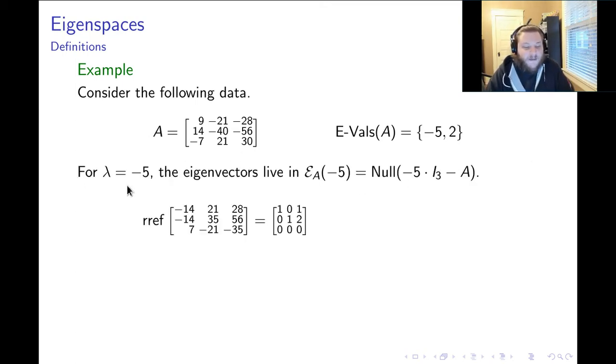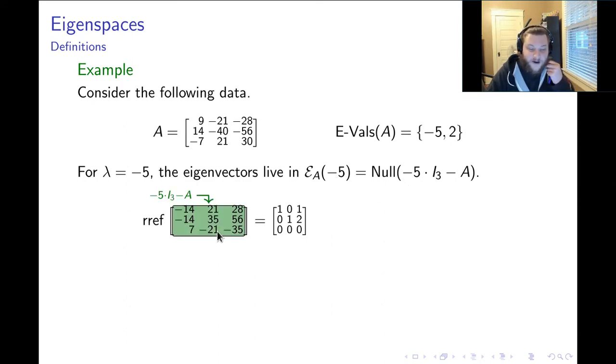Well, for lambda equals -5, remember that the eigenvectors live in the associated eigenspace. So that's E sub A of -5. And by definition, this is the null space of -5 times the identity minus A. Well, how could we describe every vector in this null space? So how could we describe every eigenvector associated to -5 as an eigenvalue?